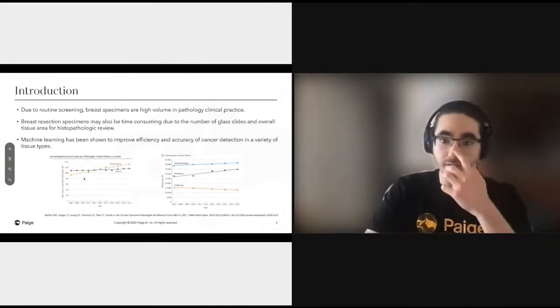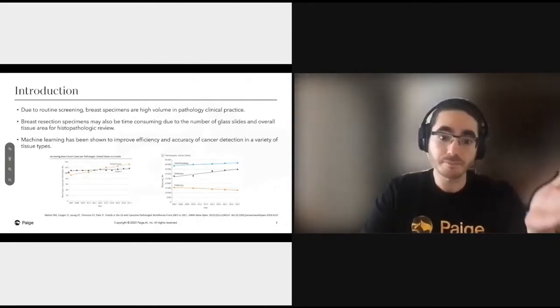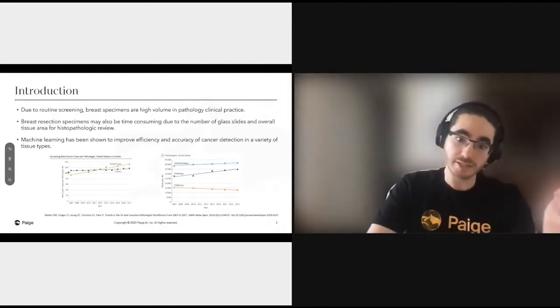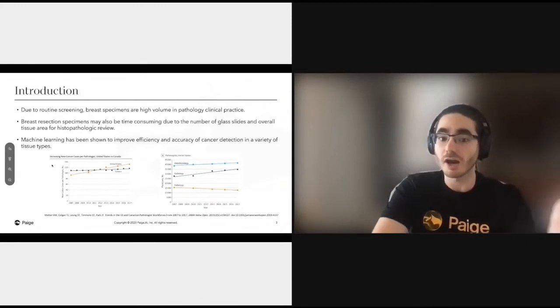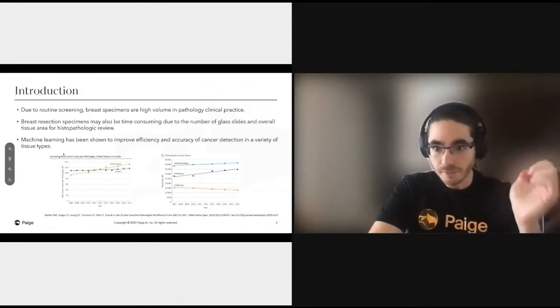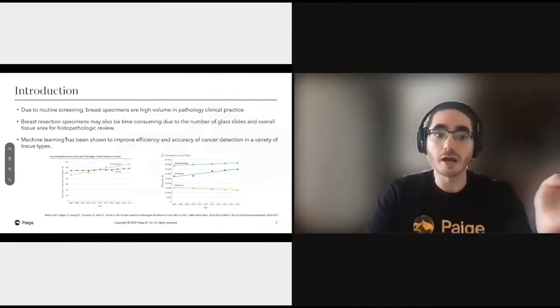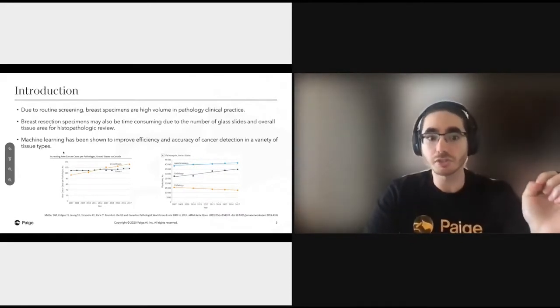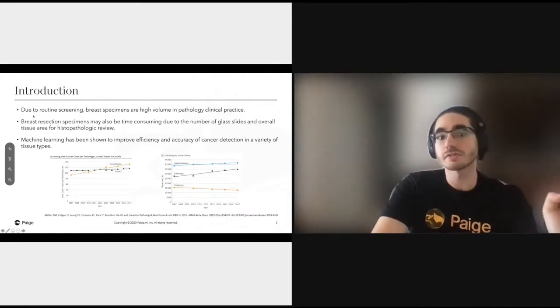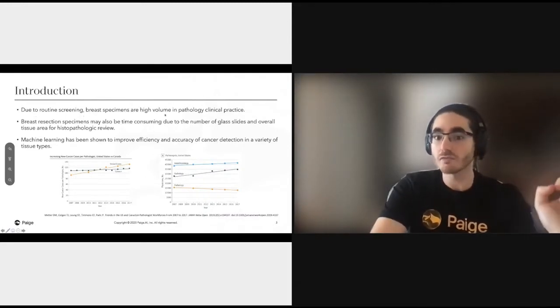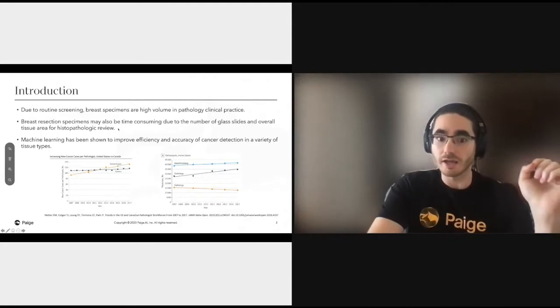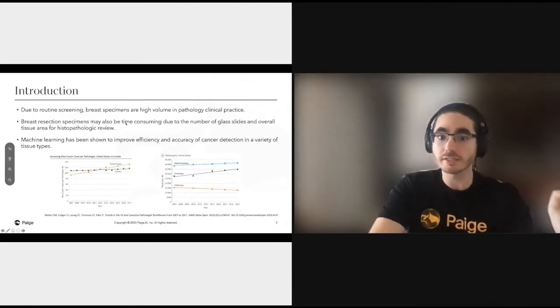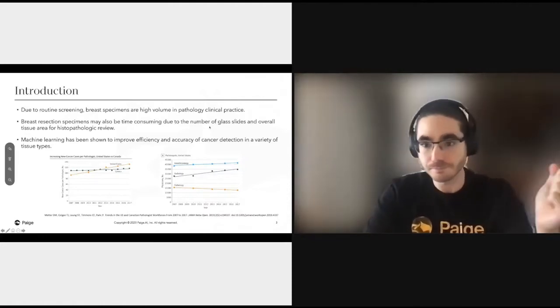When we are looking at the historical data, it seems that the number of pathology cases in the United States and Canada, and actually throughout the world, is increasing, but the number of pathologists is decreasing. So this is a problem for general pathology. In breast, this is clearly an issue. The reason being, due to the routine screening, the breast specimens are high in volume, and breast resection specimens take a lot of time to analyze due to the number of glass slides and the overall tissue area for review.